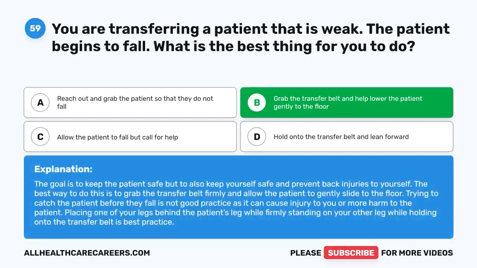The goal is to keep the patient safe, but to also keep yourself safe and prevent back injuries to yourself. The best way to do this is to grab the transfer belt firmly and allow the patient to gently slide to the floor. Trying to catch the patient before they fall is not good practice, as it can cause injury to you or more harm to the patient. Placing one of your legs behind the patient's leg while firmly standing on your other leg while holding onto the transfer belt is best practice.